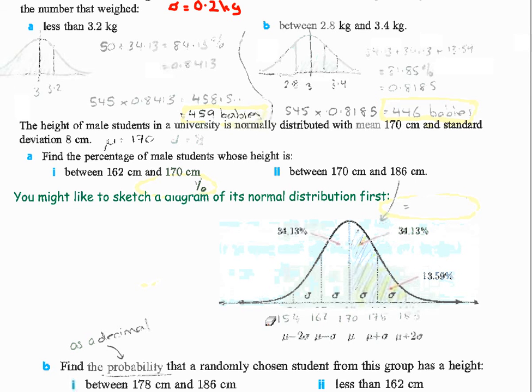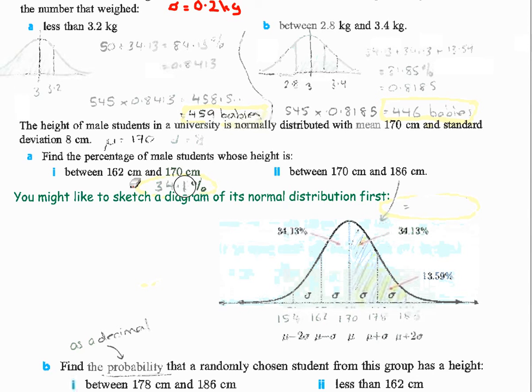So you probably want to mark in the mean through the center. The mean is 170, mark it in. So the mean plus 1 standard deviation will be 170 plus 8, which is 178, plus another standard deviation to get up here, which would give you 186. The mean minus a standard deviation is 170 minus 8, which is 162, minus another standard deviation gets you to 154, and so on. So between 162 and 170, 162 is here and 170 is here, so it's just that amount there. They want the percentage, so it's just 34.13.